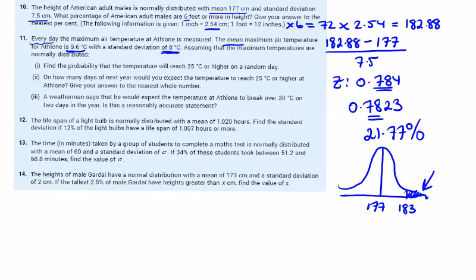Every day, max temperature, mean temperature 9.6, standard deviation of 8. Assuming the max temperatures are normally distributed, what is the probability that the temperature will reach 25 or higher on a random day?